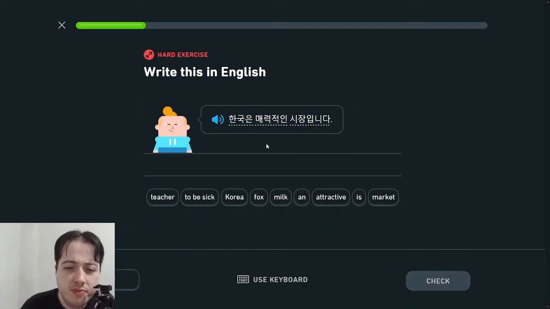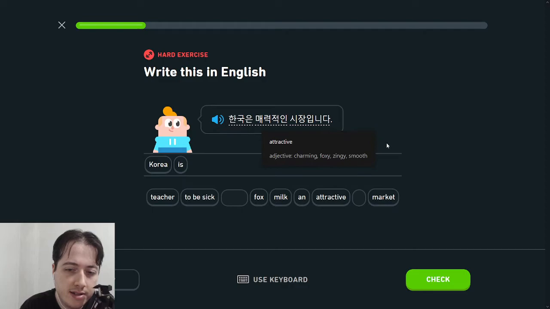한국은 매력적인 시장입니다. 매력적이. Oh, okay. So charming, but it's also attractive. It's the same meaning in the same words, I guess. Charming, attractive. Okay, makes sense. So Korea is so 매력적이, I think is charming, but in the sense because it's 시장 is market. So Korea is an attractive market.